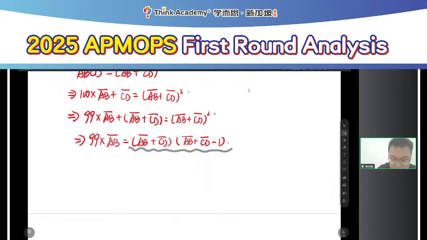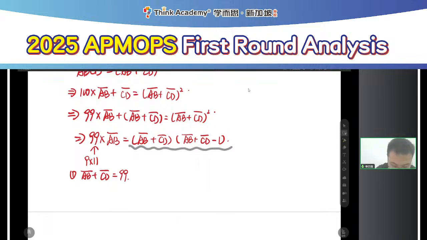So to make the product of these two numbers a multiple of 99, we actually have three cases. The first case is, can we just make one of the numbers exactly 99? Actually, it's possible. So the first case is to make AB plus CD equal to 99 directly. And in this case, ABCD is 99 squared, equal to 9801. Of course, this won't work, right? This won't work.